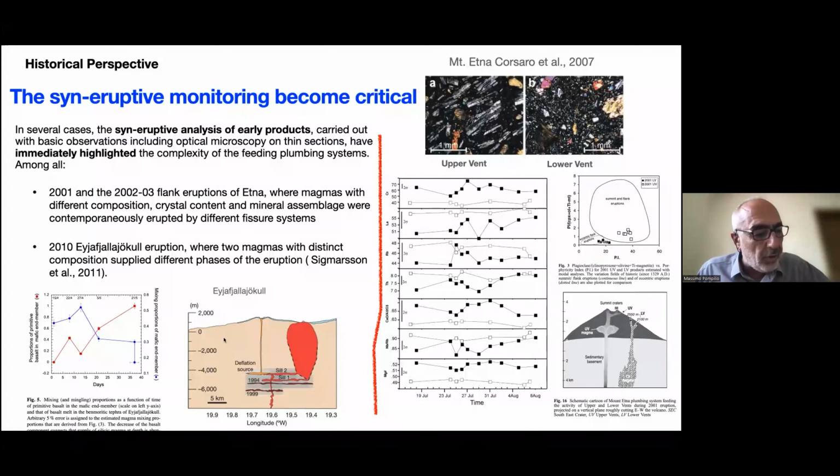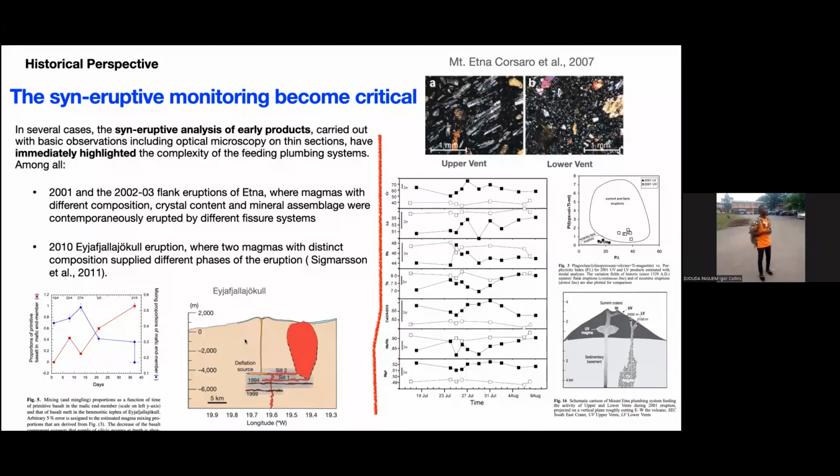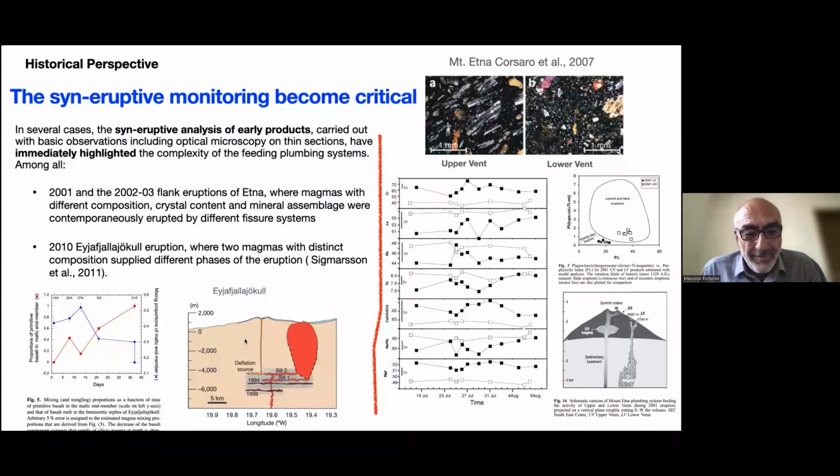For example, just to have an idea, the next eruption of Vesuvius. What is the composition? People don't know at this moment. But maybe there is a phreatic explosion, and we can see a piece of basalt or a piece of phonolite, which will be totally different.